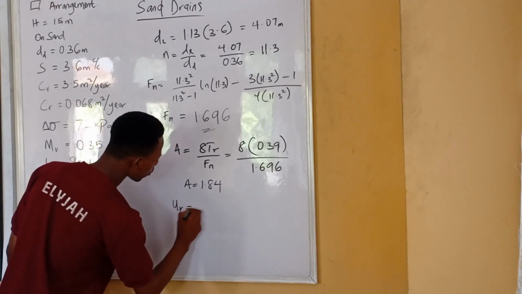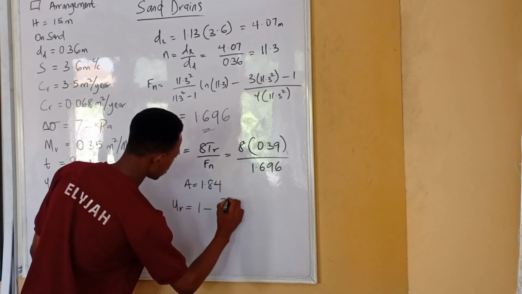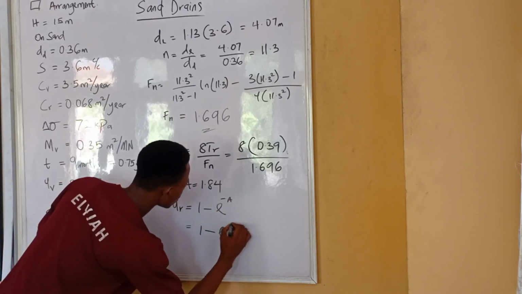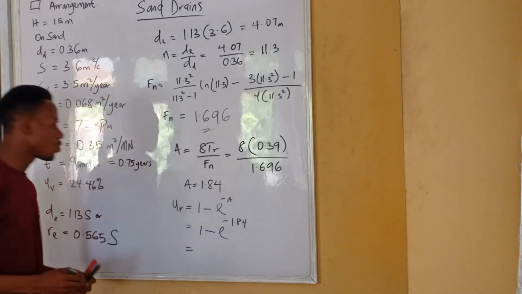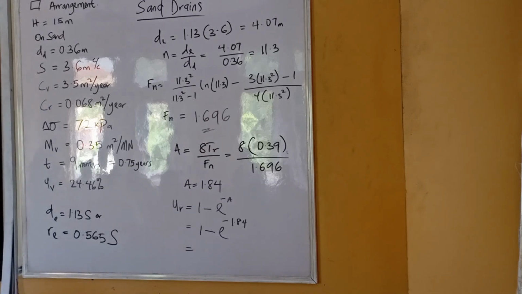So UR equals 1 minus e raised to power minus A. Okay, so 1 minus e raised to power minus 1.84, which is equal to. Which one is e raised to power? One side will be log inverse. Minus 1.3.